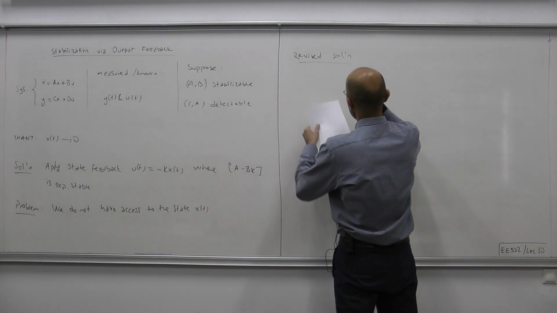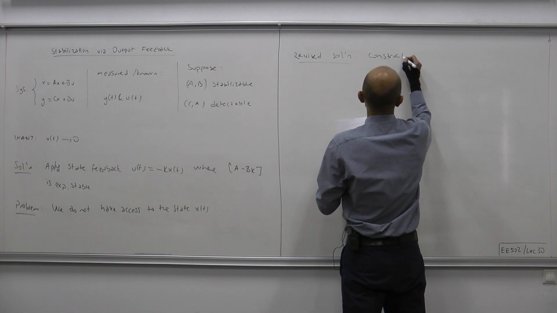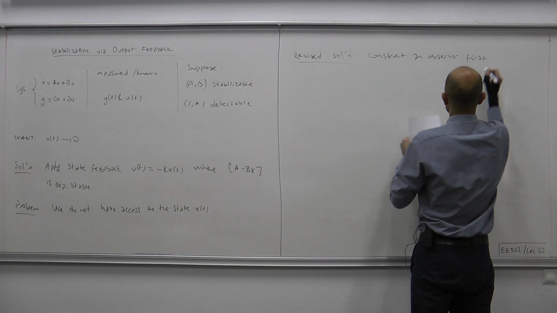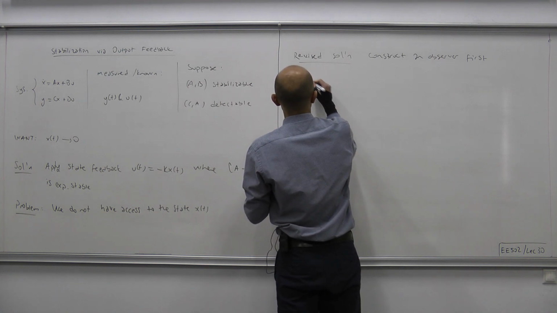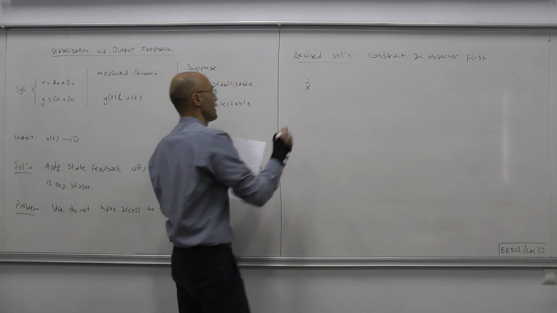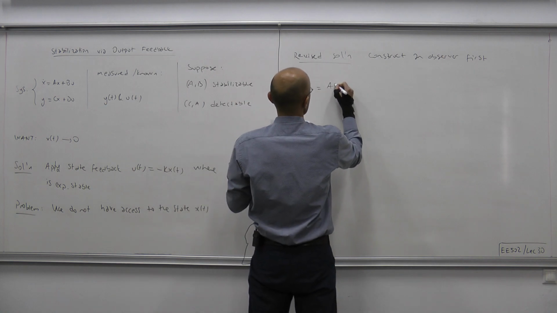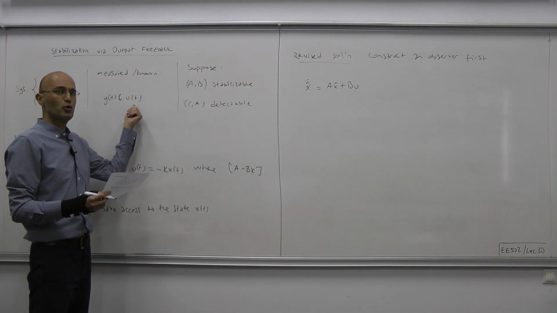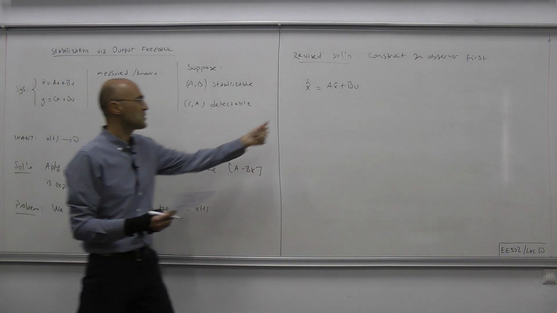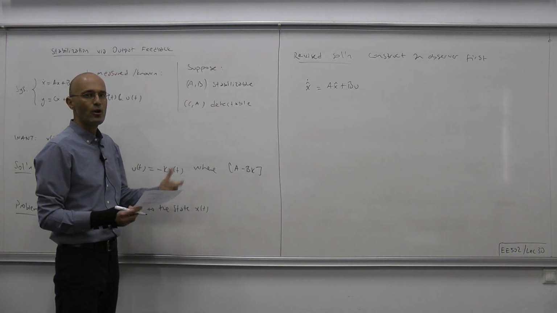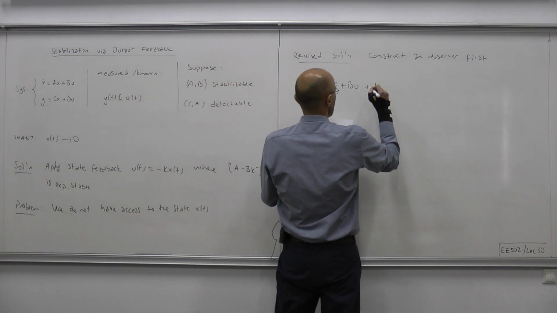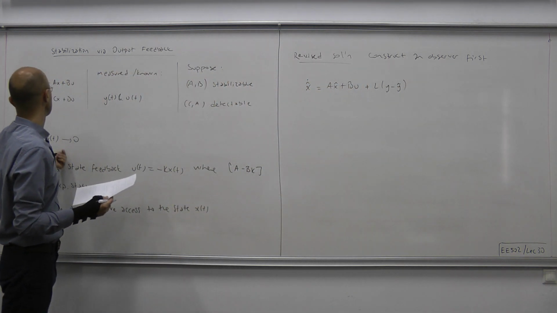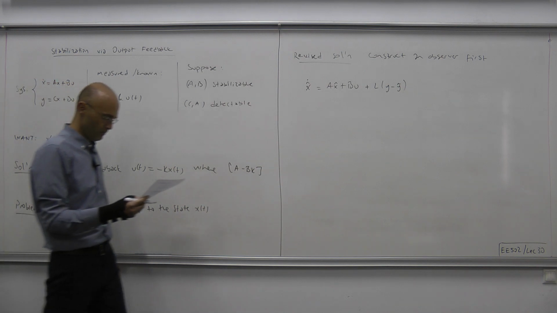So here is the revised solution. Construct an observer first, which produces the estimate, which we call x hat. x hat dot equals A x hat plus B u, where u is the same control signal that you are using to drive the actual system, plus a correction term, L times y minus y hat, where y hat is C x hat plus D u.